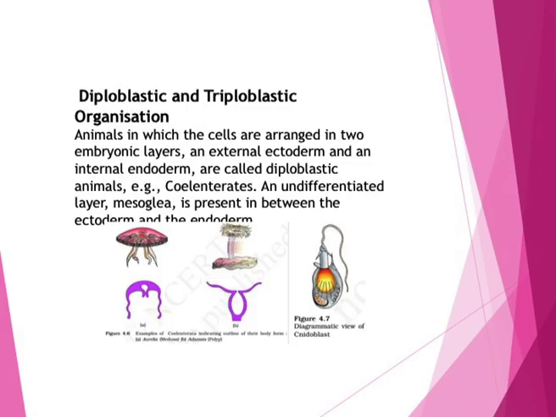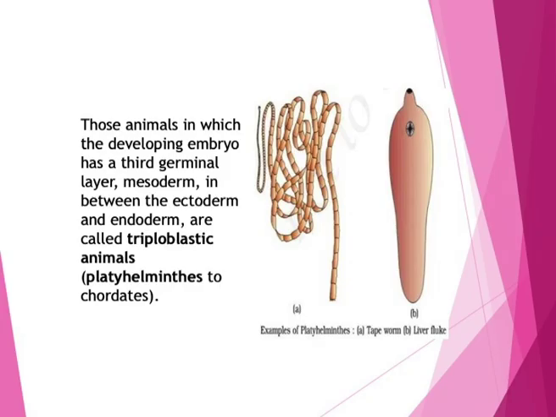What are these? Animals in which the cells are arranged into two embryonic layers, an external ectoderm and an internal endoderm, are called diploblastic animals. Example, coelenterates. An undifferentiated layer called mesoglea is present between the ectoderm and endoderm. Those animals in which the developing embryo has a third germinal layer, mesoderm, in between the ectoderm and endoderm are called triploblastic animals. Examples from Platyhelminthes to chordates.